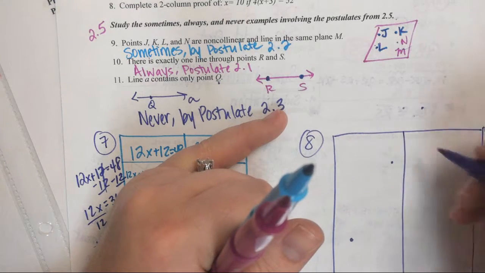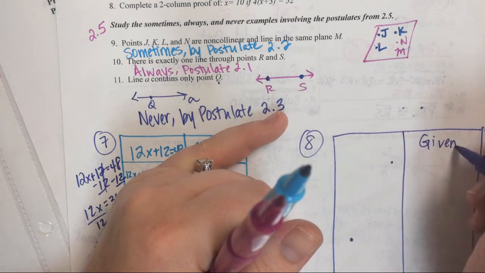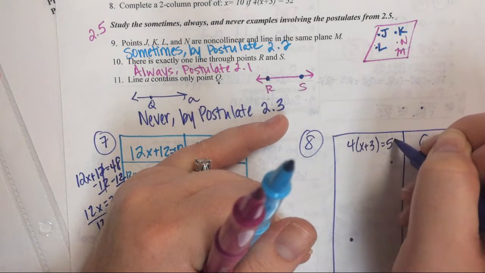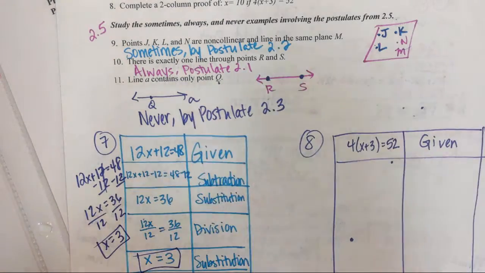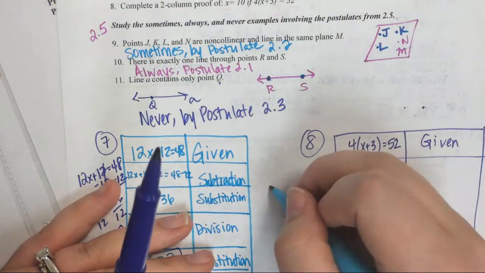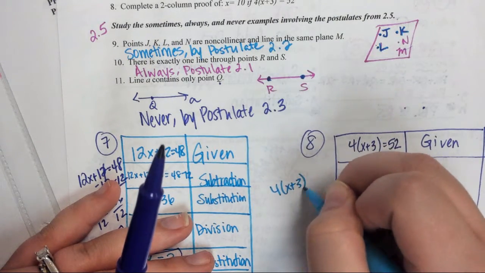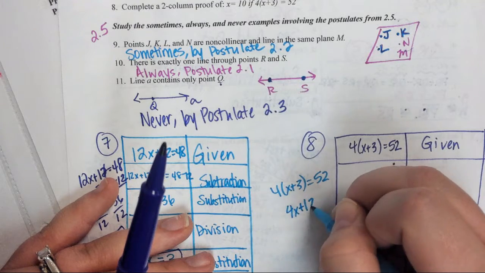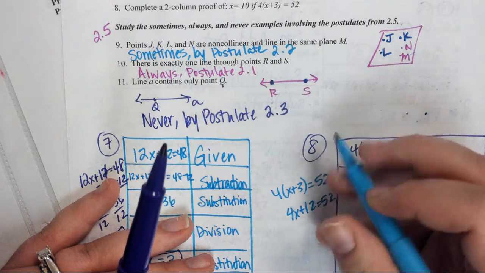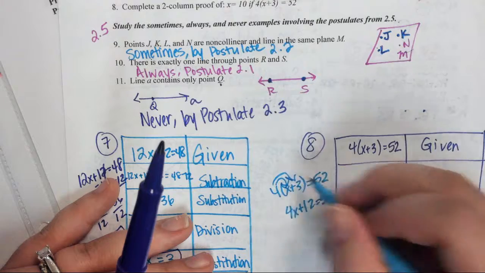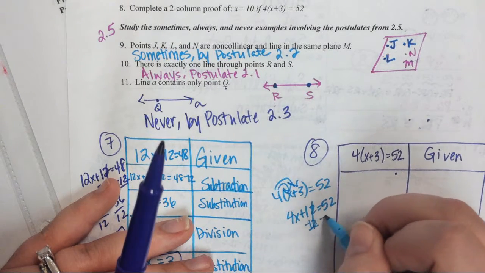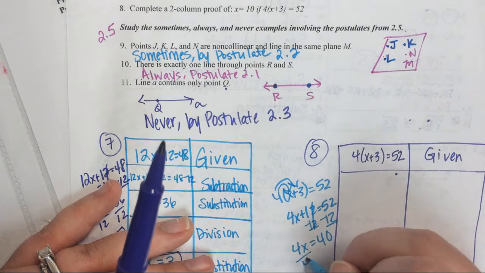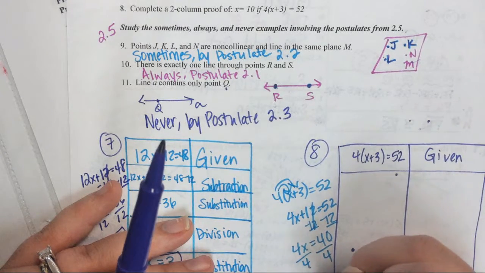We're given 4 times (x plus 3) equals 52. Over on the side, I go ahead and work it out. 4 times (x plus 3) equals 52. 4x plus 12 equals 52. I've distributed. Subtract 12 from both sides. I have 4x equals 40. Divide both sides by 4. You get x equals 10. Woohoo.